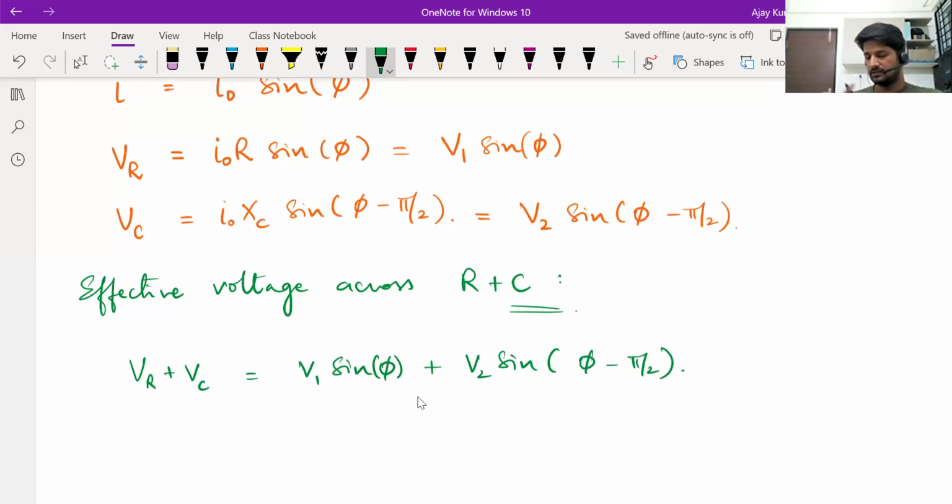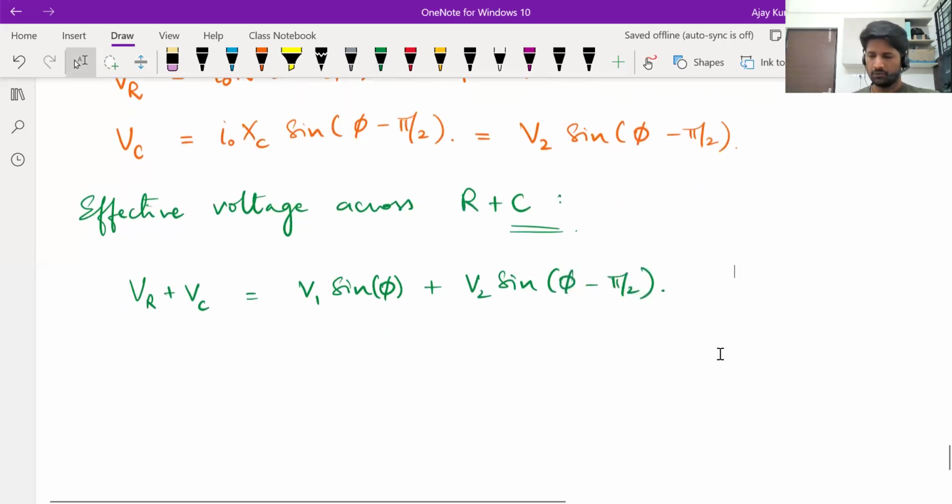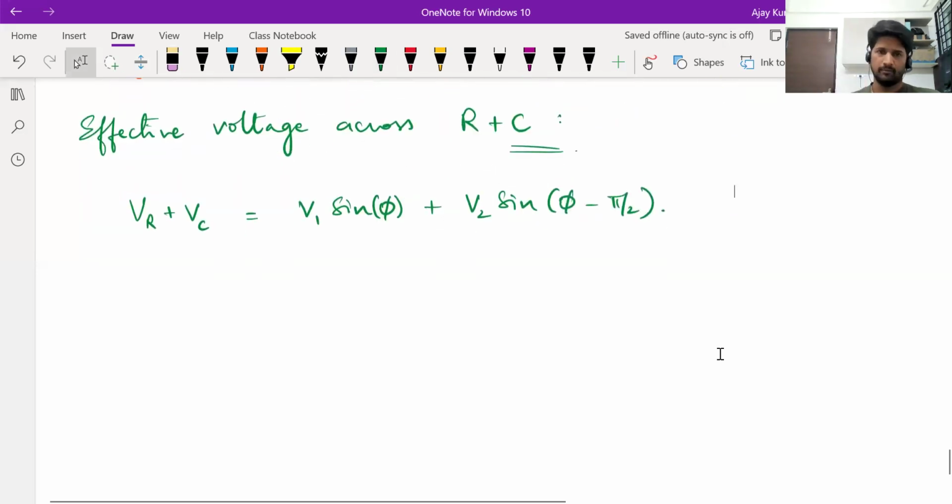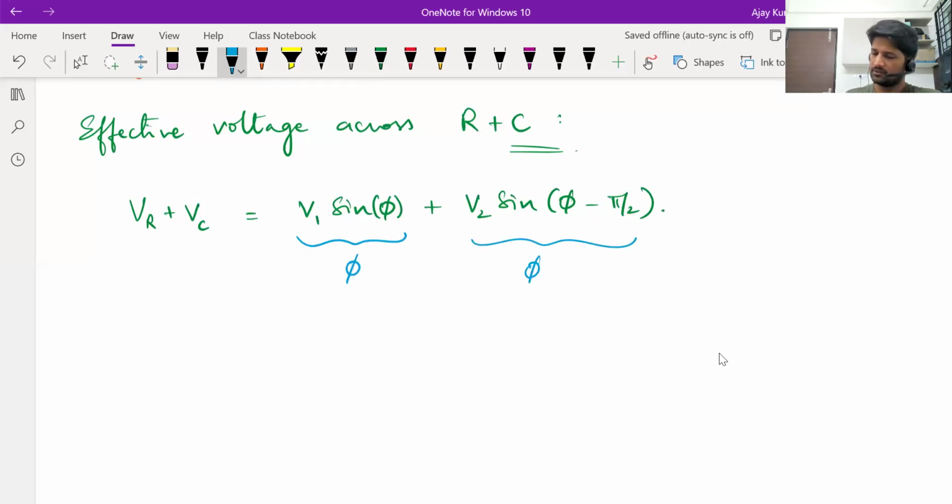How do you get the sum of these two? You can't directly add them and say V1 plus V2 into something. One is sine phi, the other is sine phi minus pi by 2. So a little bit of mathematics here. If you want to express this as a single term, we have two oscillating functions here. This is one oscillating function whose phase is phi. This is another oscillating function whose phase is phi minus pi by 2. We need to combine them and make it a single function.